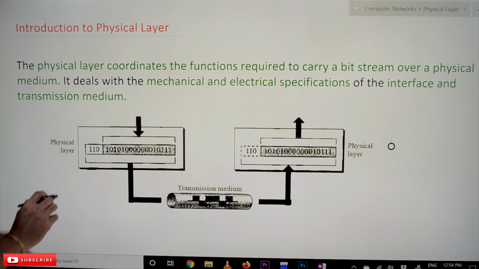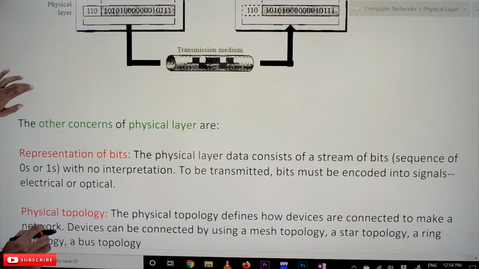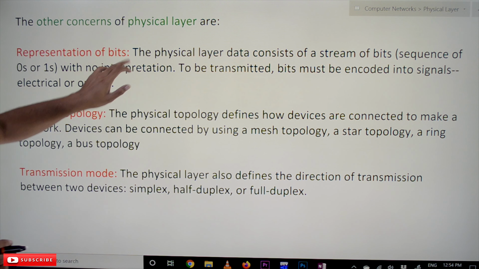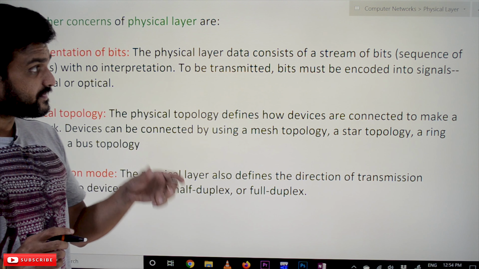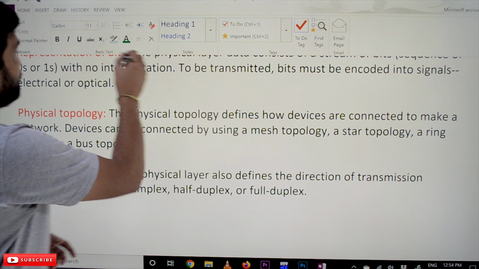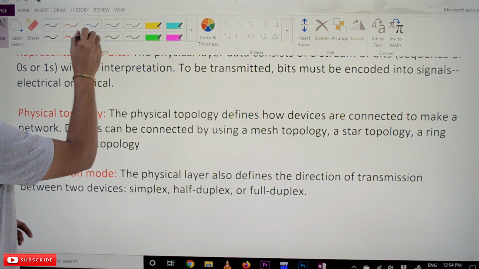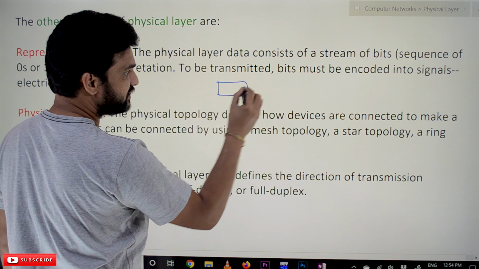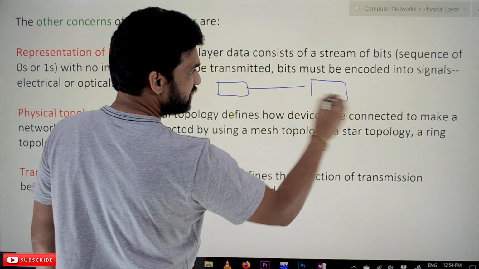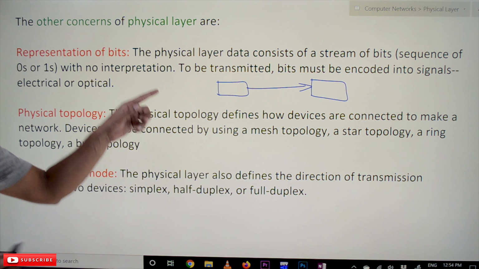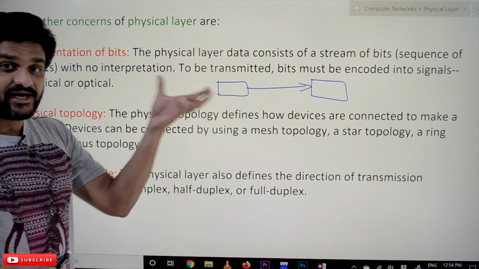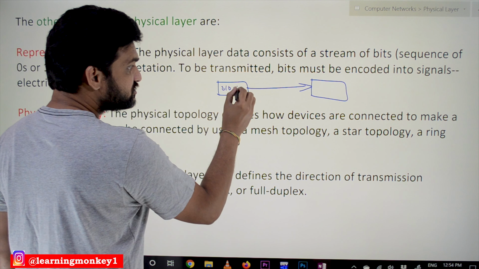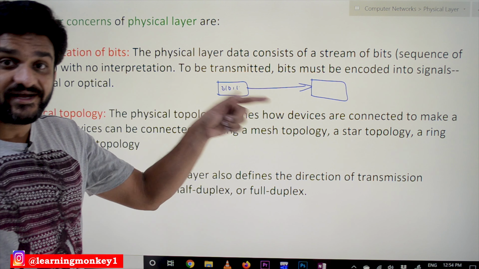There are other concerns of the physical layer, which is representation of the bits. Whenever we want to transmit data, it has to be represented. For example, if we have a computer and this computer wants to communicate with this computer, the data is stored in the form of bits, in the sense zeros and ones. Will zeros and ones get transmitted onto a wire?